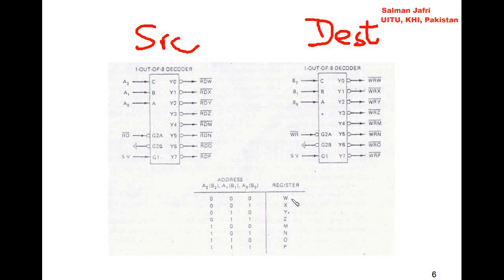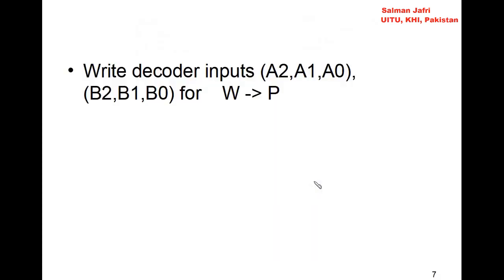As we can see, any register can be read or any register can be written. So this combination is a unified combination now. If A0, A1 and A2 are 0, 0, 0, we are reading the W register. If B0, B1 and B2 are 0, 0, 0, we are writing the W register, and so on and so forth. Write the decoder inputs A0, A1 and A2 and B0, B1, B2 if we want to read W and we want to write to the P register.